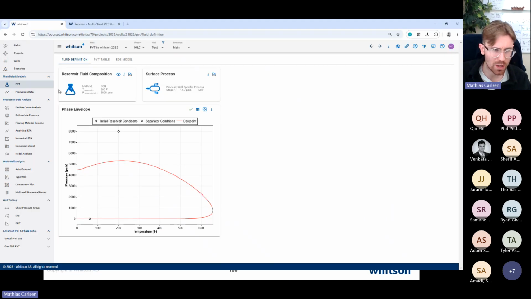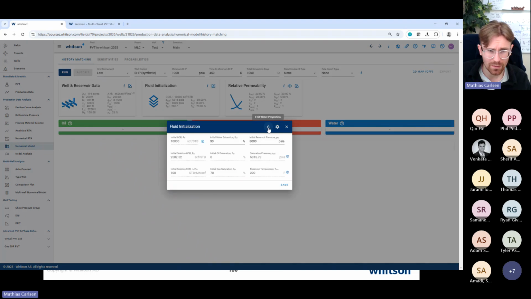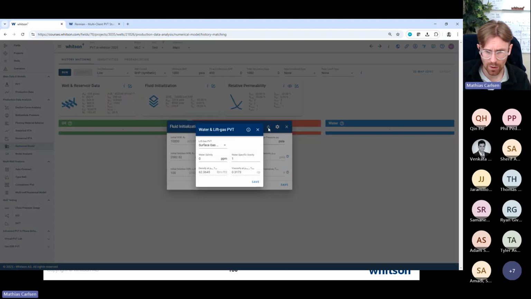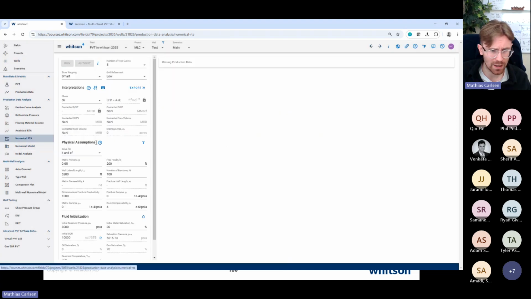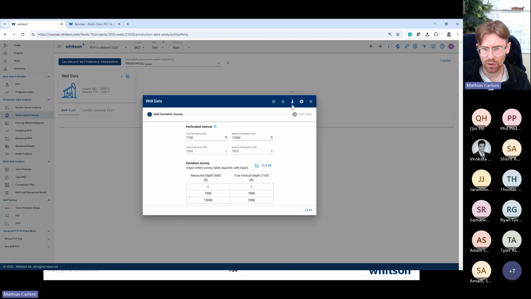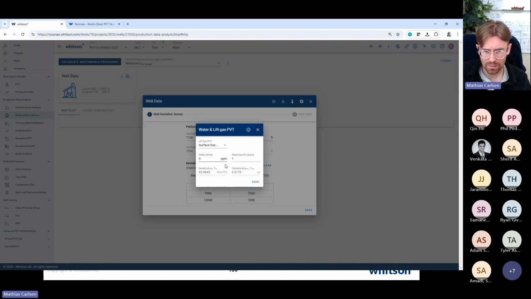There are multiple places where you can change it. One place is here in fluid initialization in the numerical model. You can also change it in numerical RTA, and you can also change it in the bottom hole pressure feature as well. What you see here is that salinity is one of the inputs. So if I change the salinity, you see that my density and viscosity are increasing.